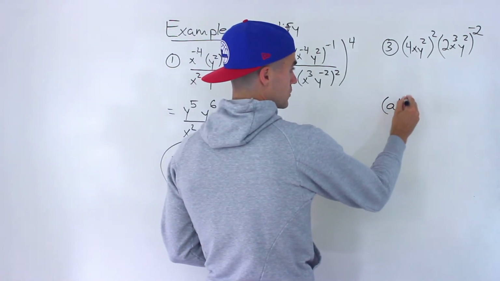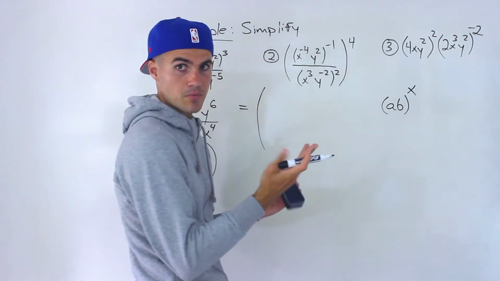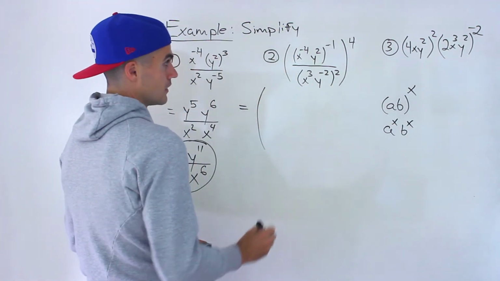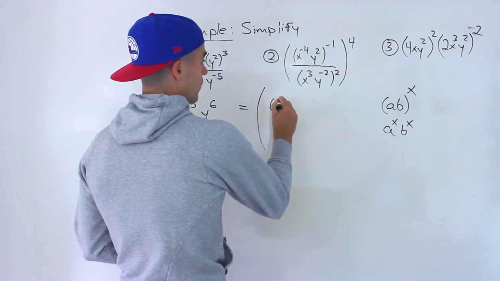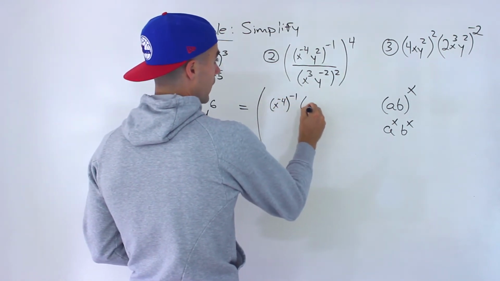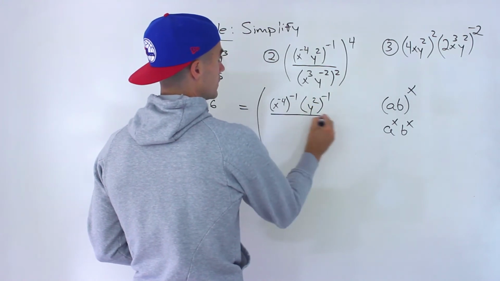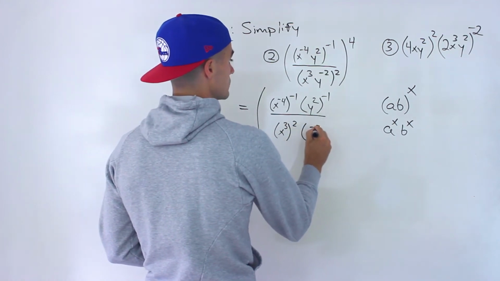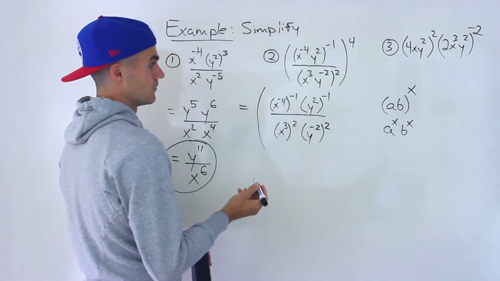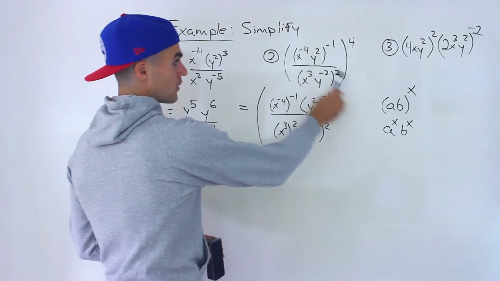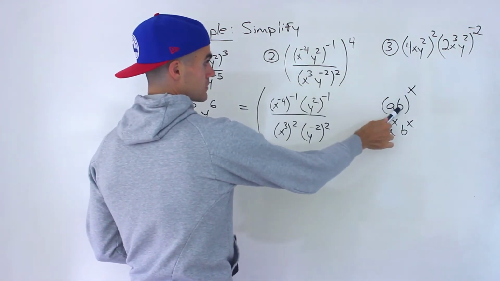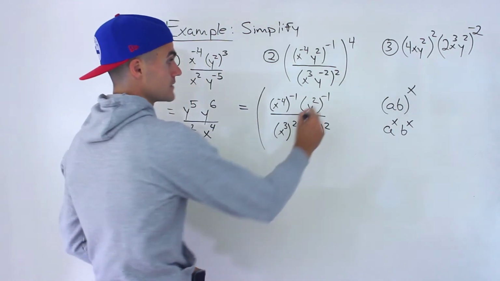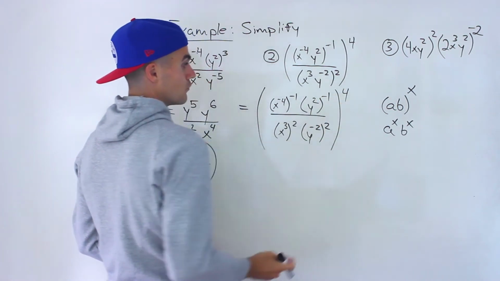Remember, if you got two terms that are multiplying all to an exponent, we could take each individual term to that exponent. And so this x to the negative 4 would go to the negative 1, the y to the 2 would go to the negative 1, and then the x to the 3 would go to the positive 2, and then y to the negative 2 would go to the positive 2 as well. Right, so this x to the negative 4 here, it's like this a, the y to the 2 is like the b, and then the negative 1 is the x, and then I just applied this rule over here, and then this is still all to the power of 4.